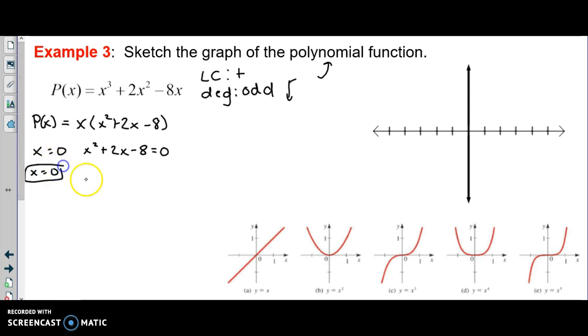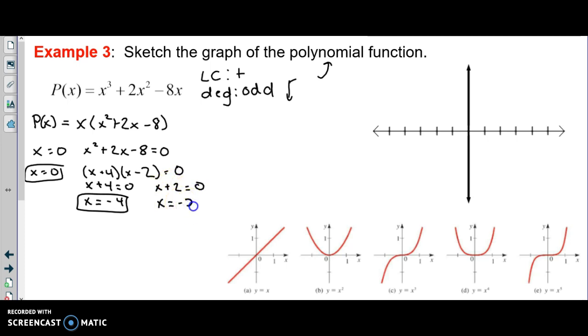That doesn't change. But for here, I get x plus 4 and x minus 2. I get x minus 2 equals 0. Set these two equal to 0. That tells me x equals negative 4 for one of them. And then I set this other one equal to 0, and that tells me that x equals 2. Notice these are all linear, so they're going to have some sort of a straight line image. So I'm going to go ahead and plot these points on my graph.